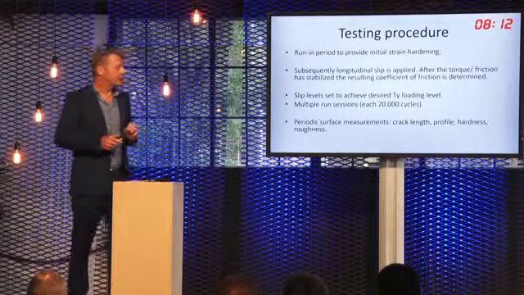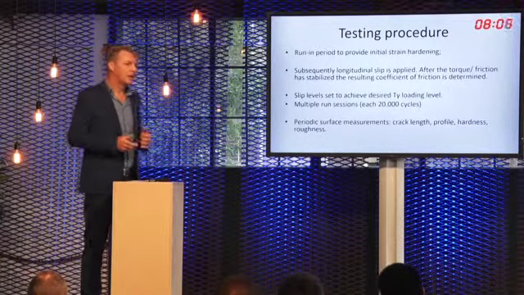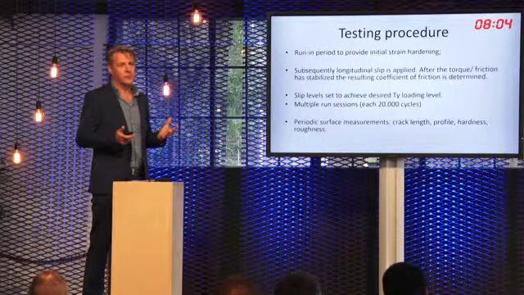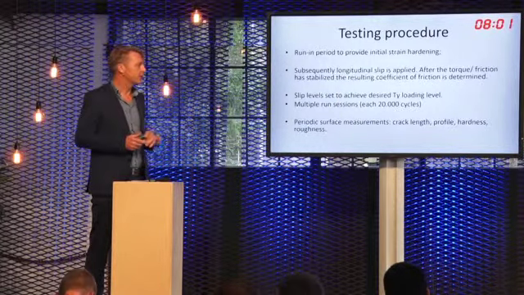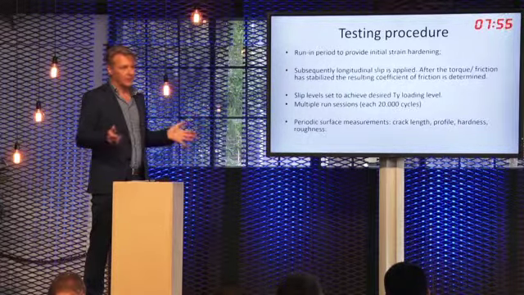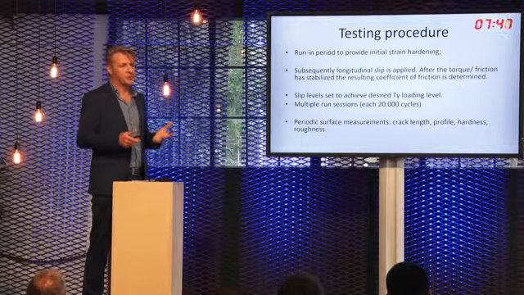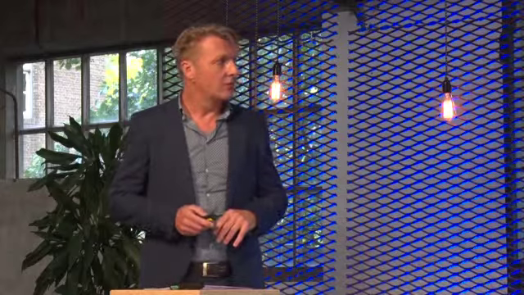The procedure looked a little bit like this. So there was a run-in period, so there was some work hardening could be done. After that, longitudinal slip was applied. We gave the friction coefficient time to settle in a little bit. And according to the friction coefficient at that time, we can set the T gamma with the slip level, the longitudinal slip level, and then multiple sessions were run. We stopped every 20,000 cycles to observe the contact. Look at crack length development, looked at profile development, hardness, and also roughness.